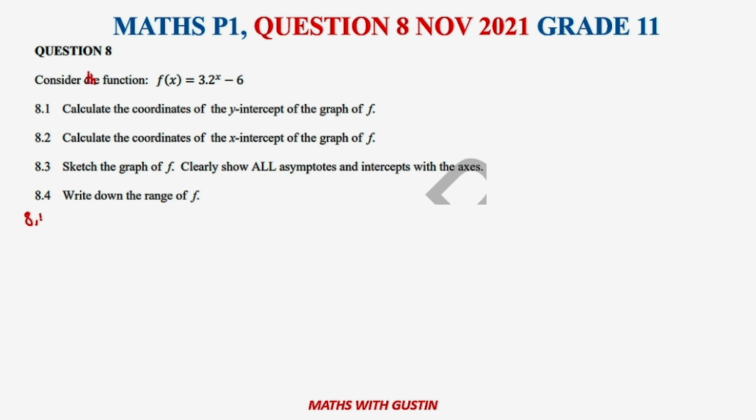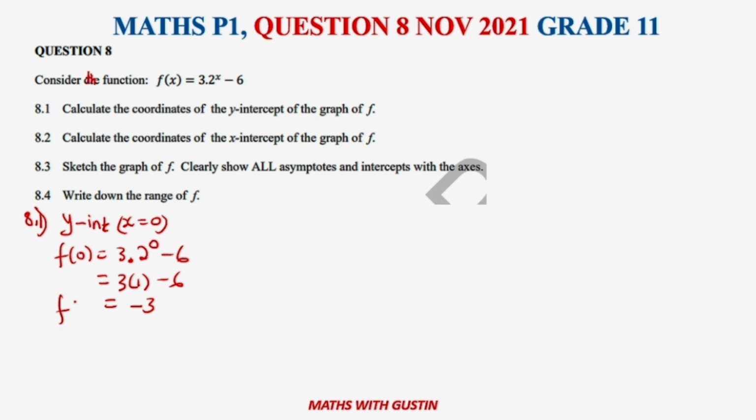Okay, 8.1. We need to get the y-intercept. We get the y-intercept when x is equal to 0. So we say x is equal to 0: 3 times 2 to the power of 0, because x is 0. Anything to the power of 0 is equal to 1, so it's 3 times 1 minus 6. 3 times 1 is 3, and then minus 6. 3 minus 6 is minus 3.